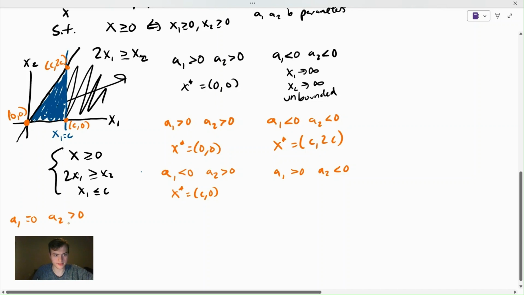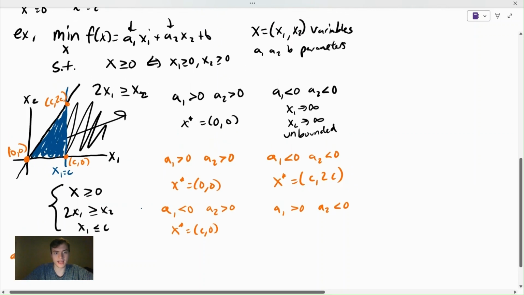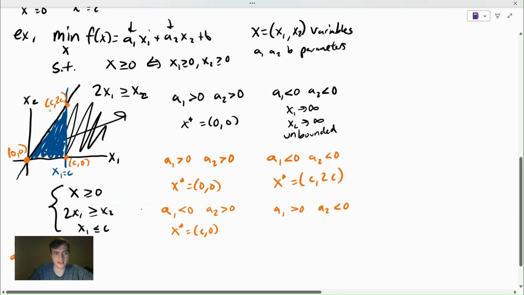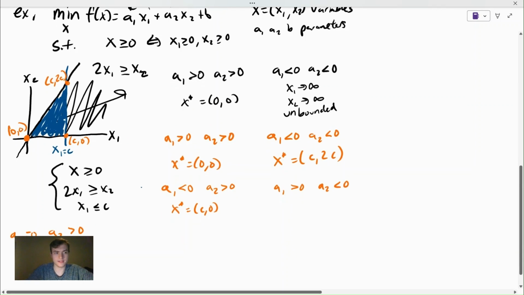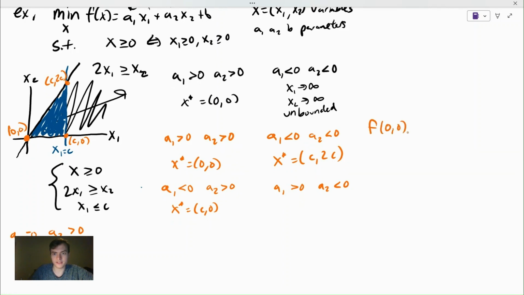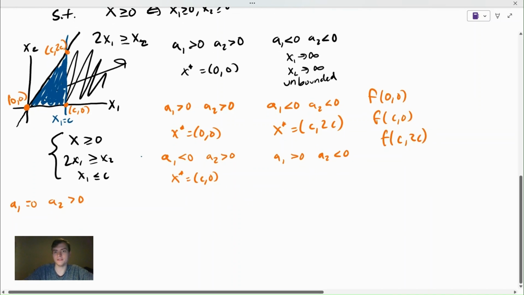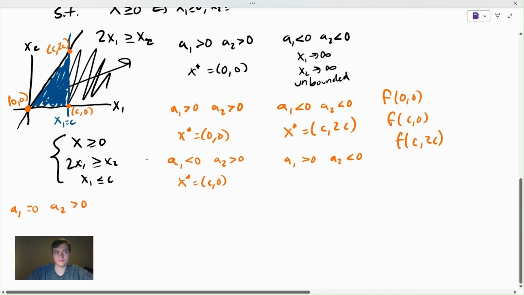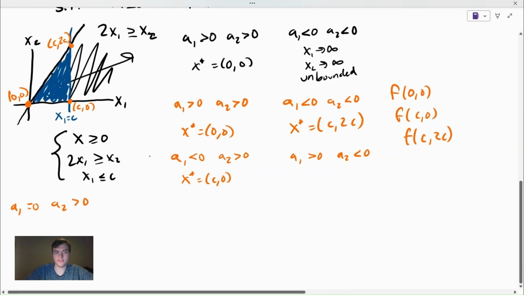But if we looked, for example, at when A1 is equal to 0 and A2 is greater than 0, then we would have to compare the objective values at the three points. So like all of those, I was choosing x star by comparing f of 0, 0, f of c0, and f of c2c, and deciding which one has the largest objective value, then it's the optimal solution.